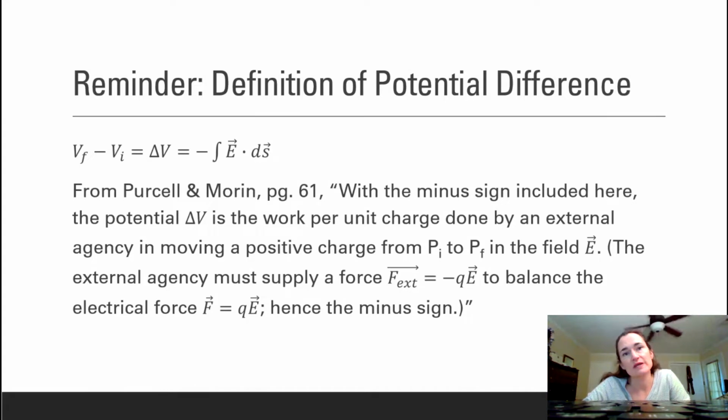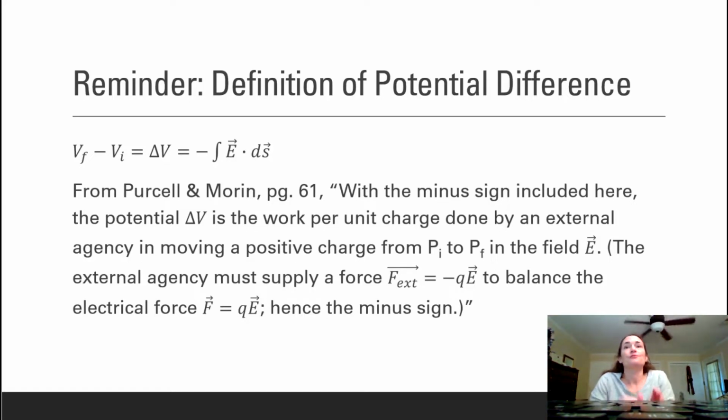And then that is going to be equal to the negative integral of E dot ds. Okay, so you're doing a line integral of the electric field. It's the negative line integral of the electric field over the path. Here, E is the electric field, and of course ds is the little displacement vector.